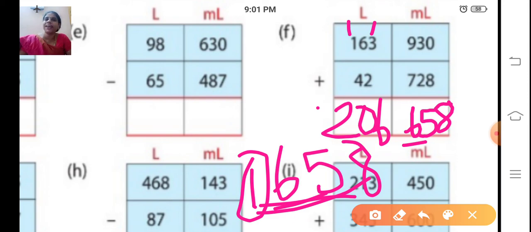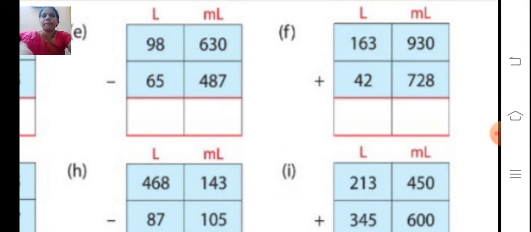0 plus 8, 8. 3 plus 2, 5. 9 plus 7, 16. So 6, 1 will be carried over. 1 plus 3, 4. 4 plus 2, 6. Then 6 plus 4, 10. 0, 1 will be carried over. 1 plus 1, 2. So the answer is 206 liters 658 milliliters.